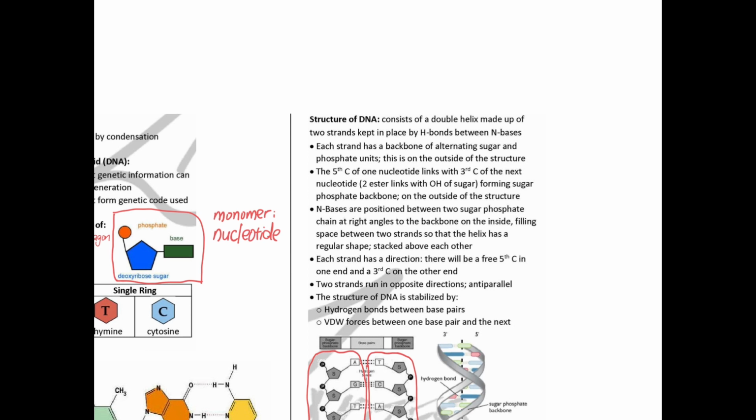Now, next point, as you can see here, each strand has a backbone. The strand here is a polymer, remember that. Each strand has a backbone of alternating sugar and phosphate units. This is on the outside of the structure. So you look at the picture again.